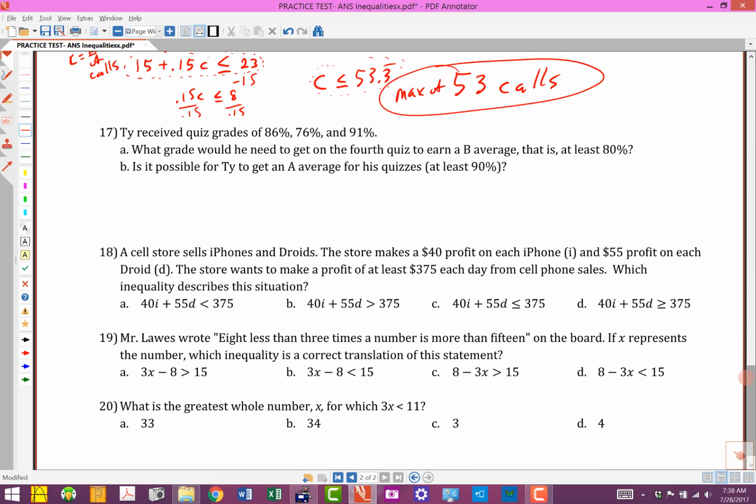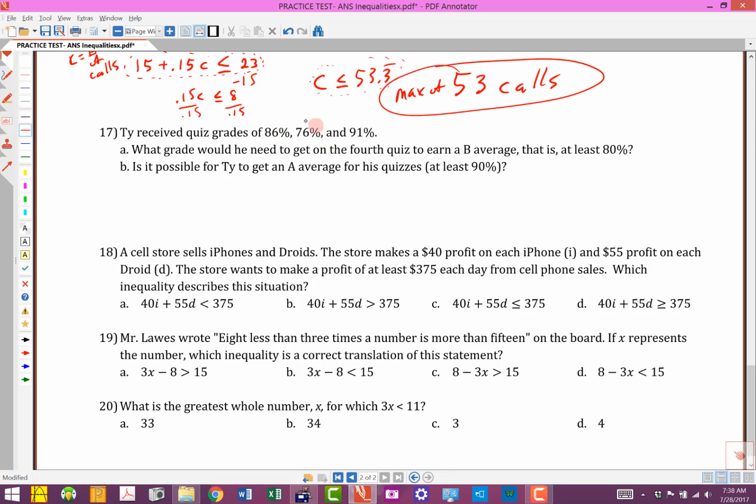Okay. This one should look familiar. Ty received quiz grades of 86, 76, and 91. What grade would we need on the fourth quiz to earn a B average? That's at least 80%. And then part B is for Ty to get an A, it says, is it possible for Ty to get an A average? In other words, at least 90%.